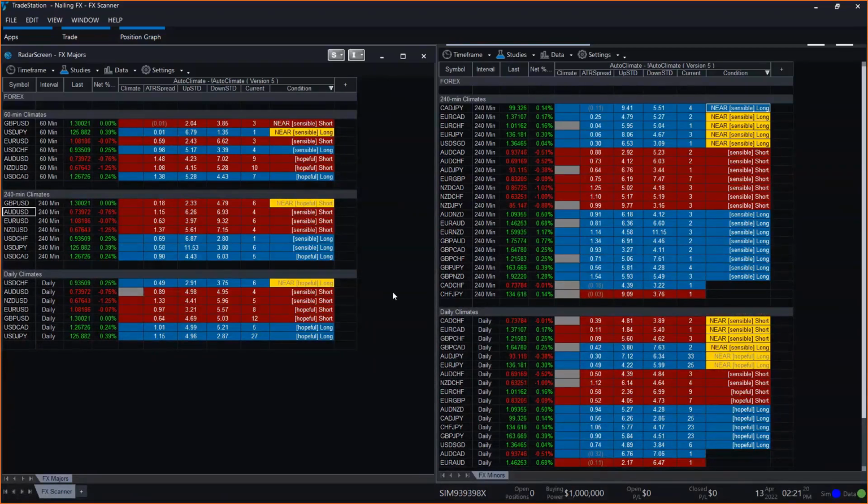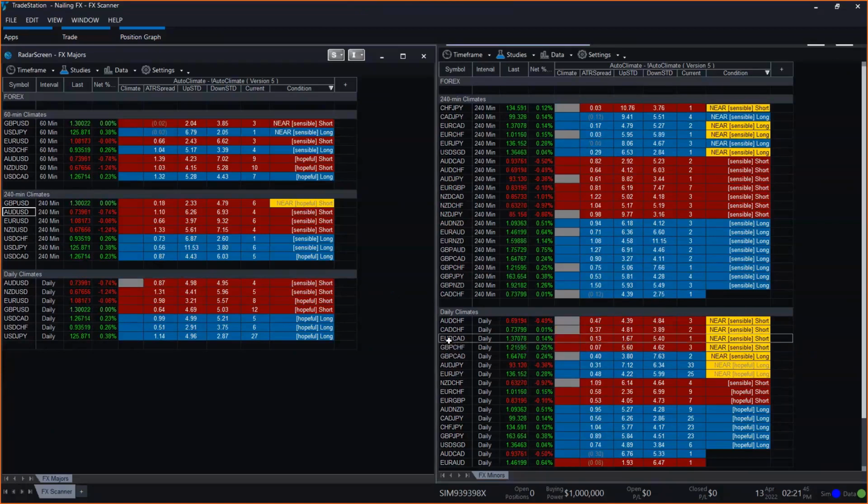So what we're doing is we want to look for where we have yellow boxes, because they show us where we have near opportunities. And we want to look for ones that have either thick red boxes there or blue boxes. So we're going to start with our daily climates, just because I prefer to use bigger timeframes in Forex if we can. So we'll start by looking at the Euro Canadian, and then we'll look at the Pound Swiss.